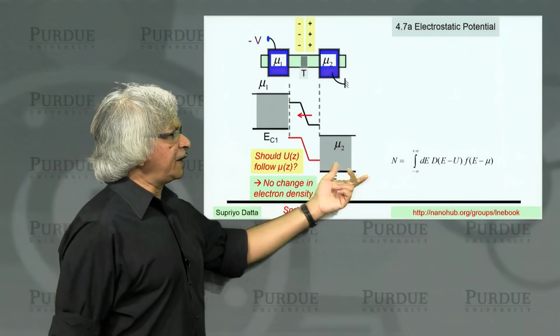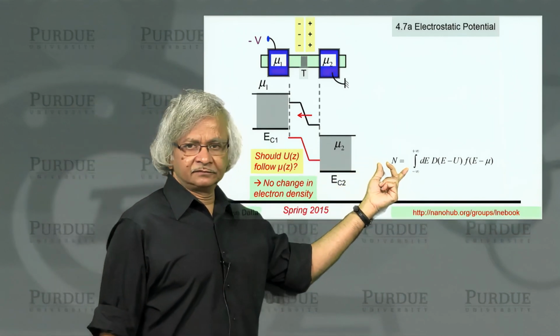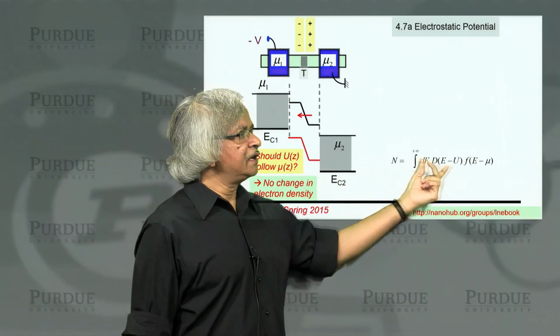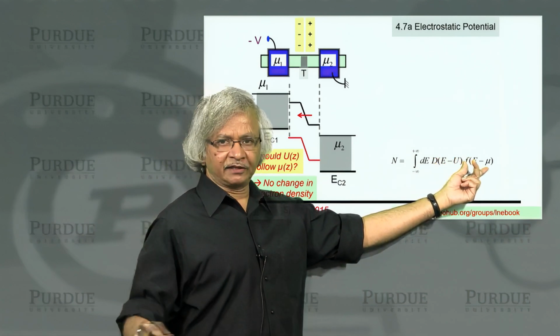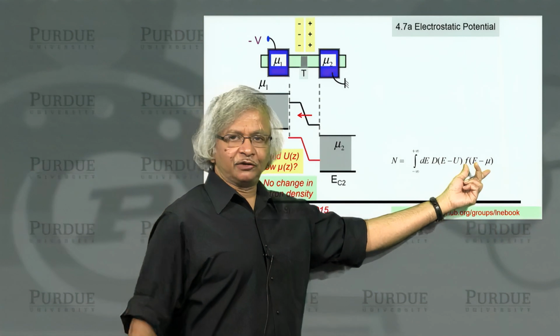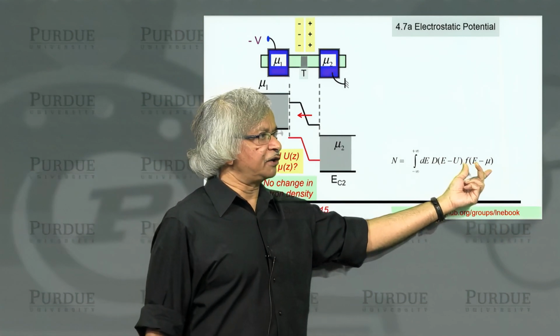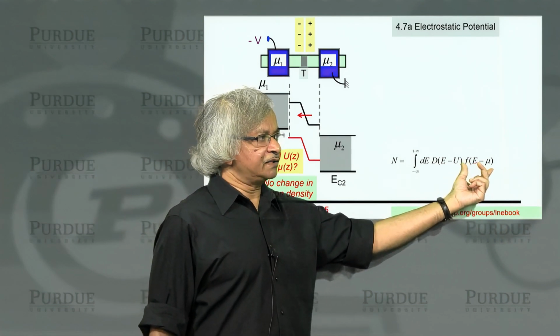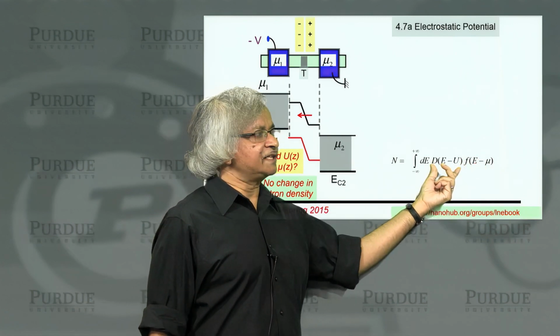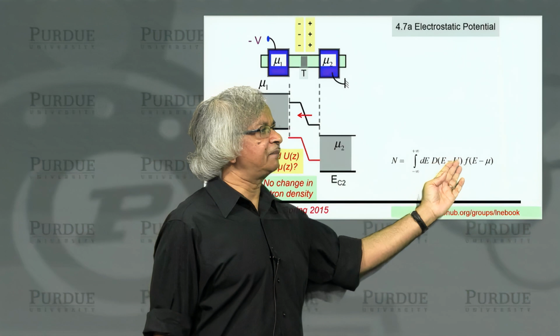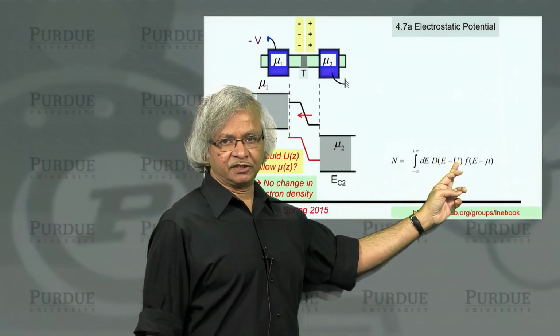If you want to write down the number of electrons, the way you're supposed to do it is you take the density of states and multiply it by this filling factor, the fraction of occupied states. And the fraction of occupied states is given by this f of E minus mu. And the density of states itself, of course, is shifted by the electrostatic potential energy.